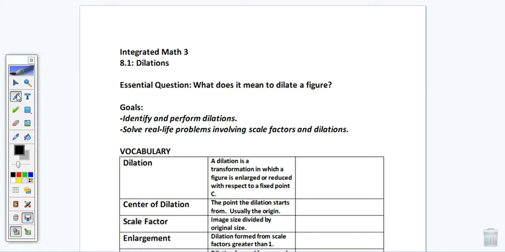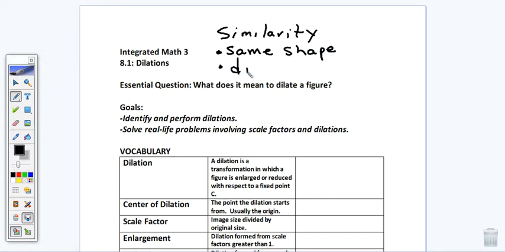Guys, we're going to start talking about this idea that you just already dealt with right here. Similarity, kids. This whole chapter is going to be about similarity. Similarity meaning same, what? Same shape, different lengths. Yep, same shape, but different size. That's going to be your whole focus today.